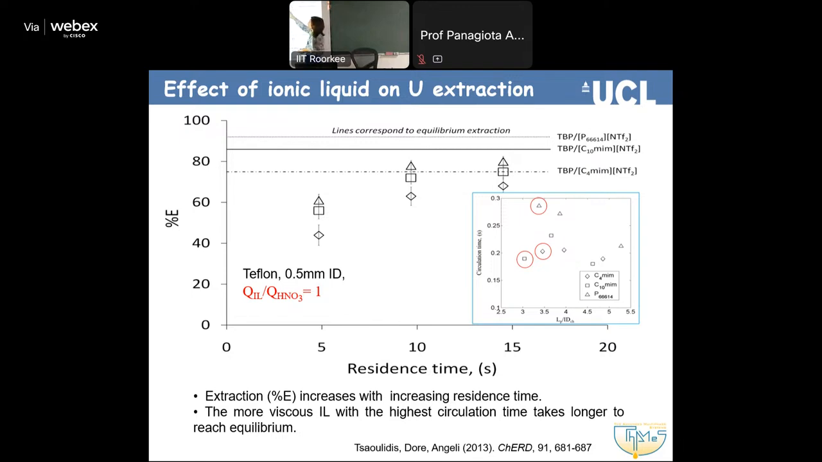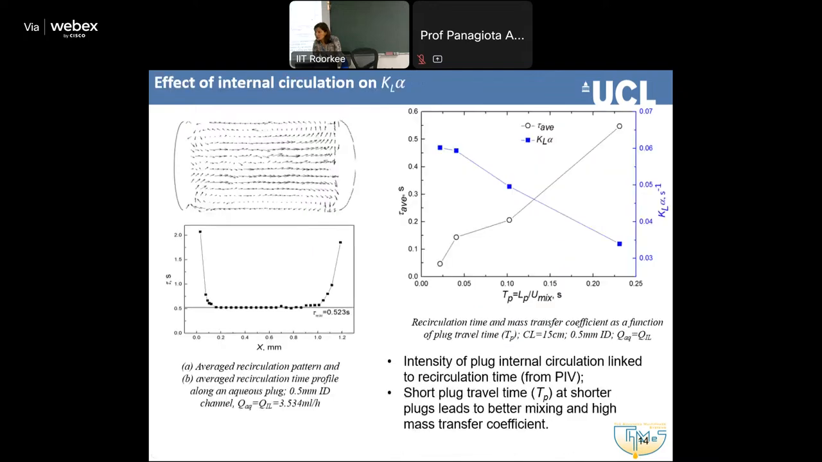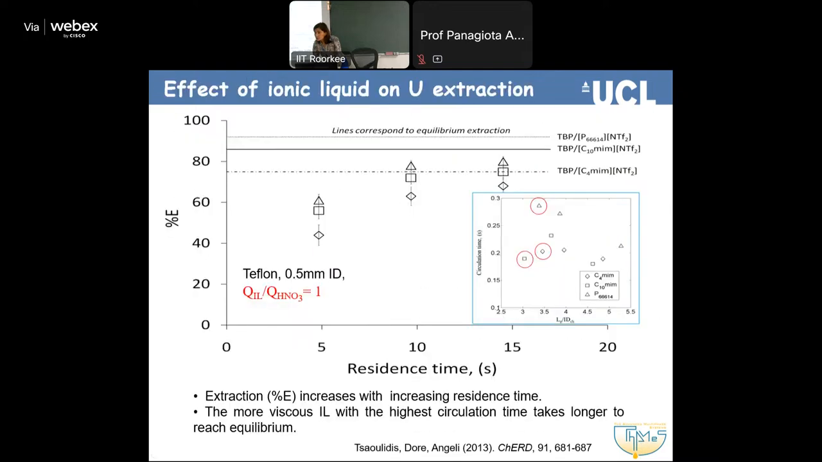What we found is that this increase is slower when we have the more viscous ionic liquid. And we tried to link that with the circulation times we had measured inside the plugs. For the more viscous ionic liquid, the circulation time was quite high. So this is just to link a little bit why it may matter to also get some more details on the flow.